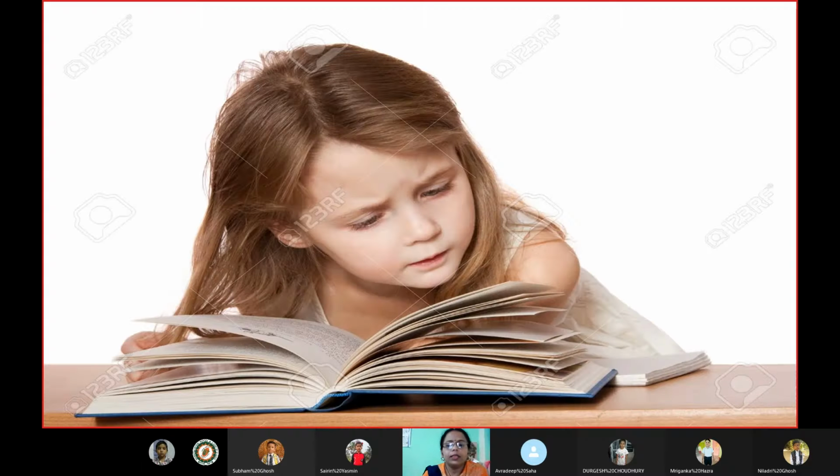First picture. Here, a small baby girl is reading a book. Students will answer one by one. Put on your microphone and answer the question. Which body part, that is, which sense organ has been used in this picture to read the book? This girl is using which sense organ? Who will answer me? Eyes.